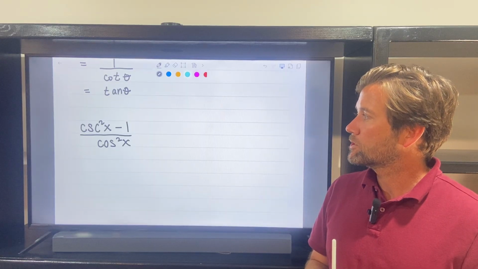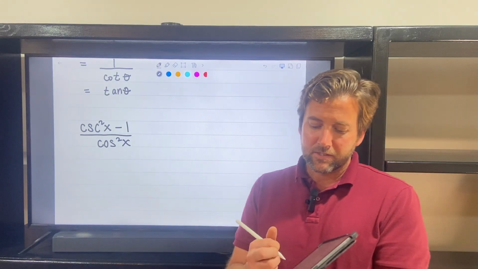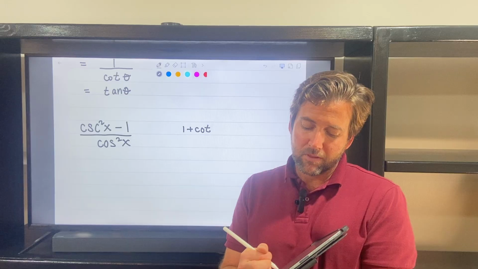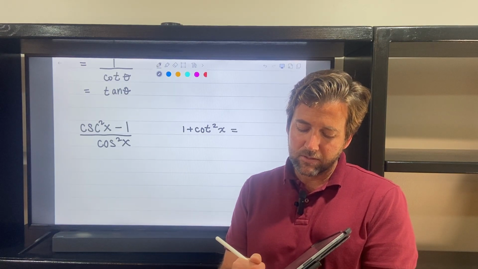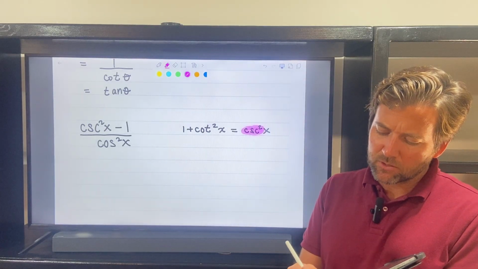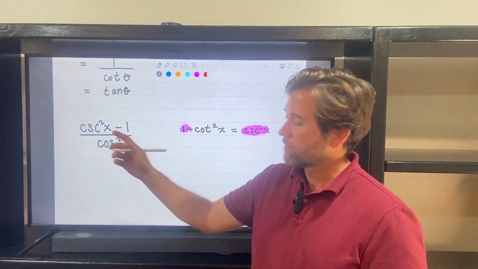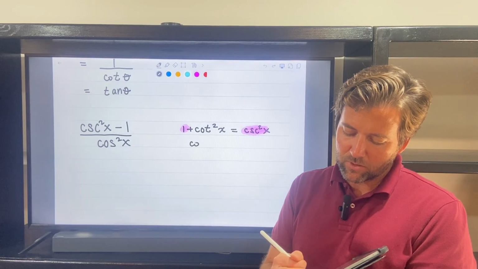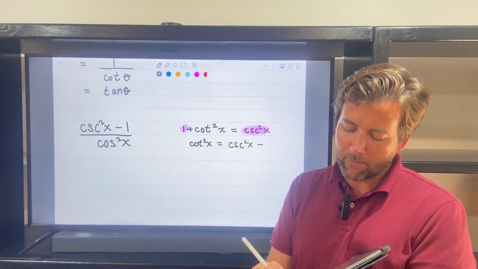So we see trig functions squared here. That makes me think of our Pythagorean identities. Hopefully you can derive these, and maybe at this point you've memorized them. 1 plus cotangent squared x is equal to cosecant squared x. I see this cosecant squared x, I see this 1. I'd like to subtract 1 from both sides. Then this will be cotangent squared x equals cosecant squared x minus 1.